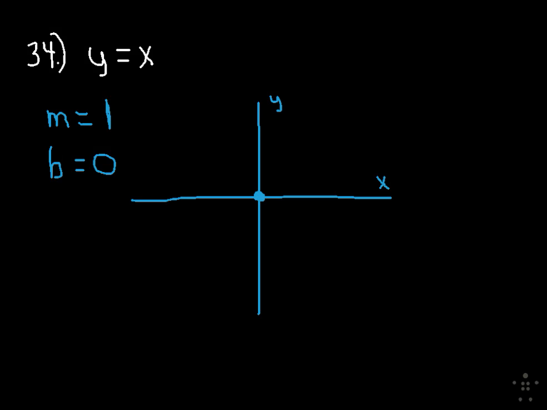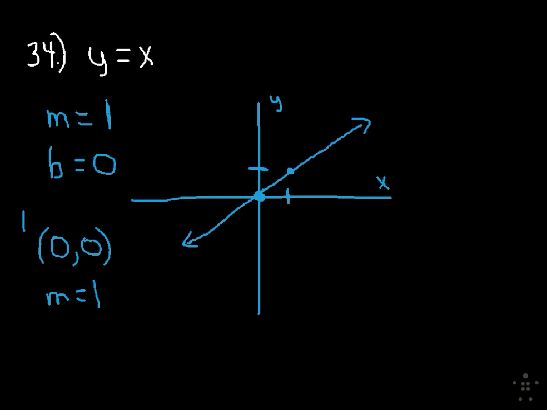And from there, I'm going to go up 1, over 1. So the graph looks like that. And it also says state the x and y intercepts and the slope. Well, I've already stated the slope. My slope is 1. And since it crossed the origin, my x and y intercepts are 0, 0. So you can label it twice if you want to. My x-intercept is 0, 0. My y-intercept is 0, 0. And my slope is 1. That's what question number 34 looks like.